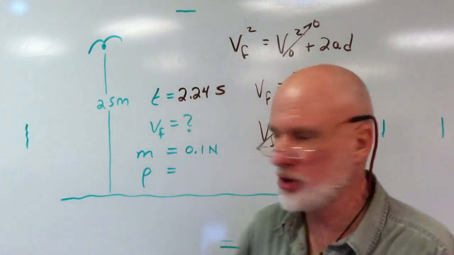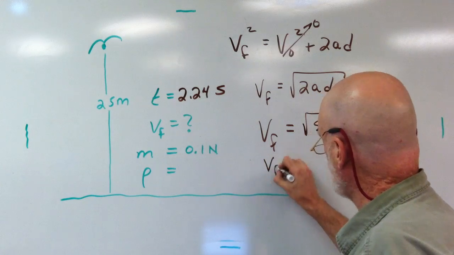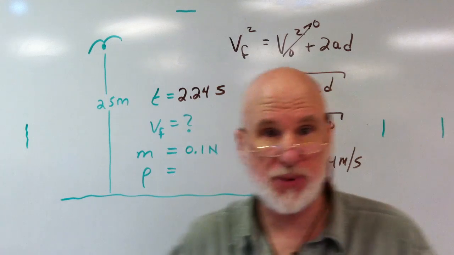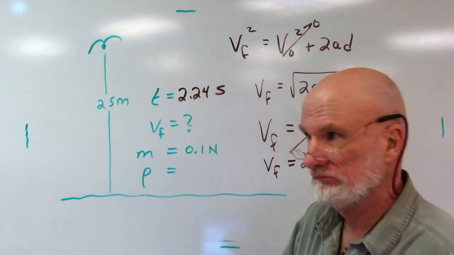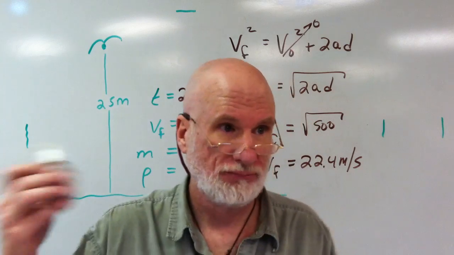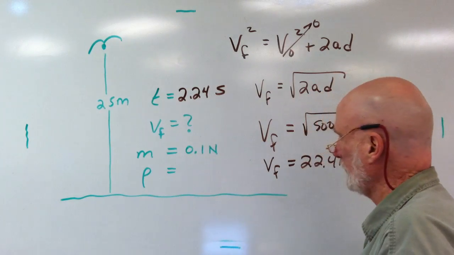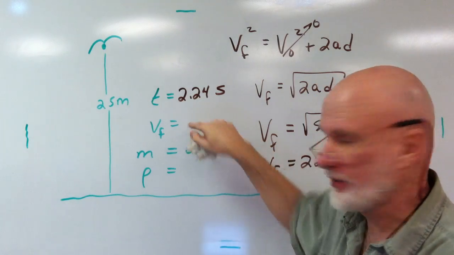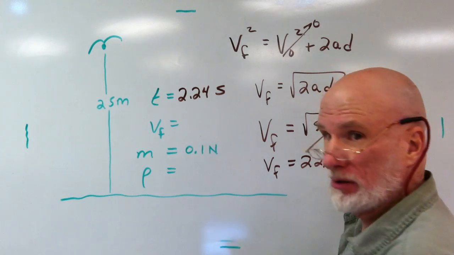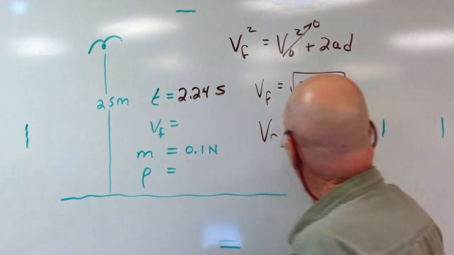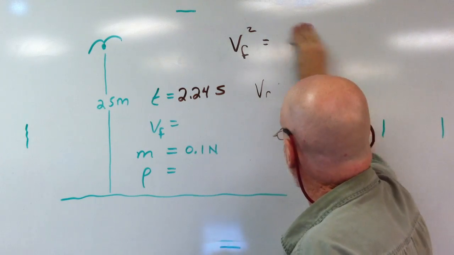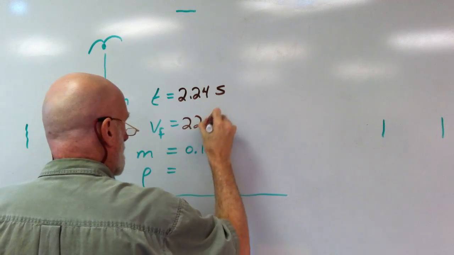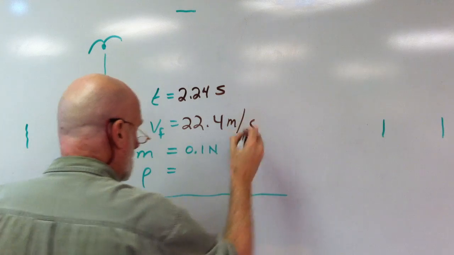22.4. So the velocity equals 22.4 meters per second. That's pretty fast, actually. 50 miles an hour, 48. Okay? So I'm going to write that in. So 22.4 meters per second.